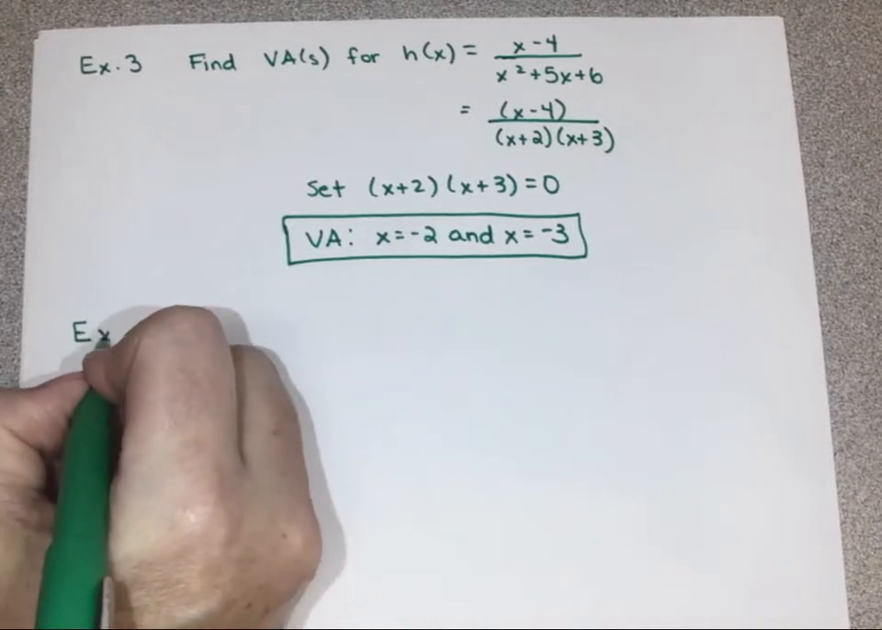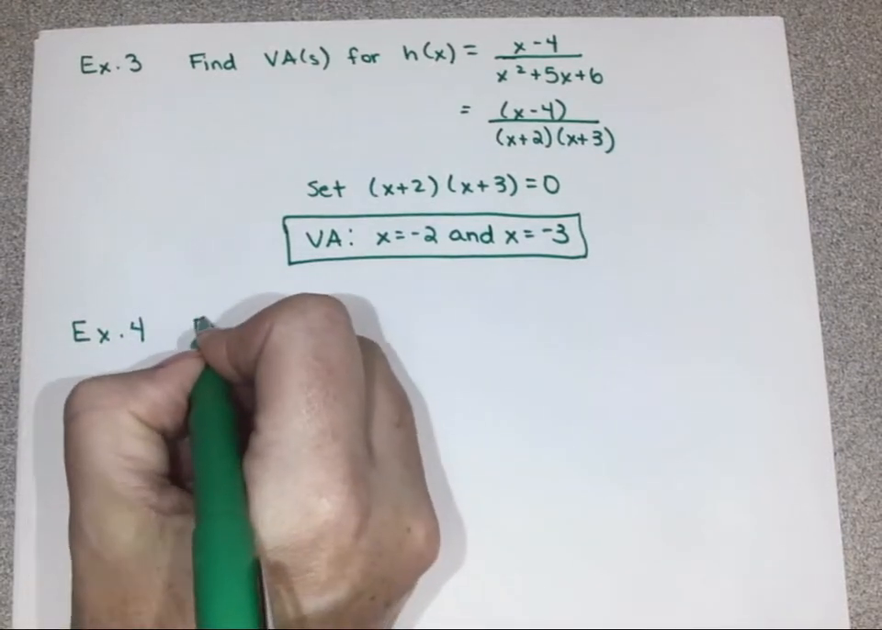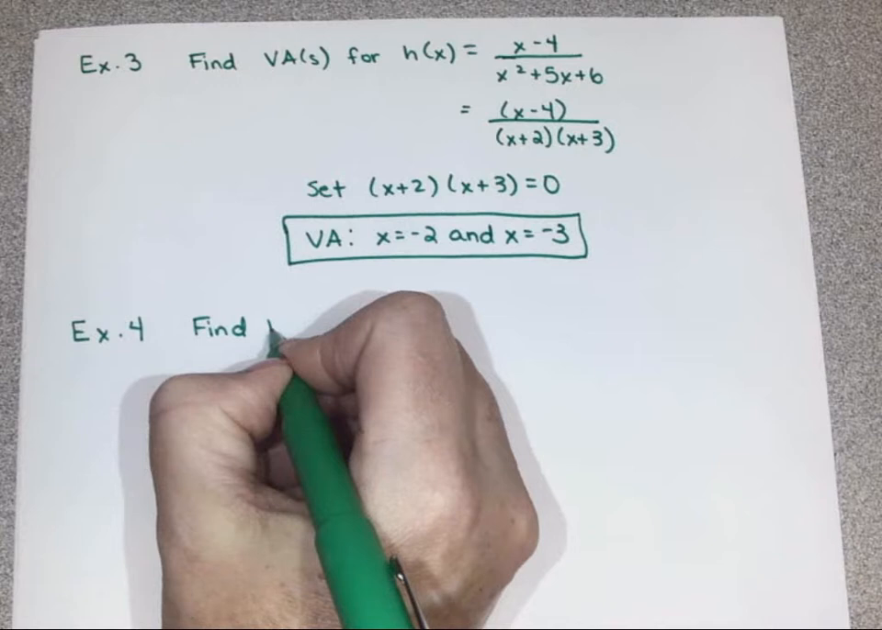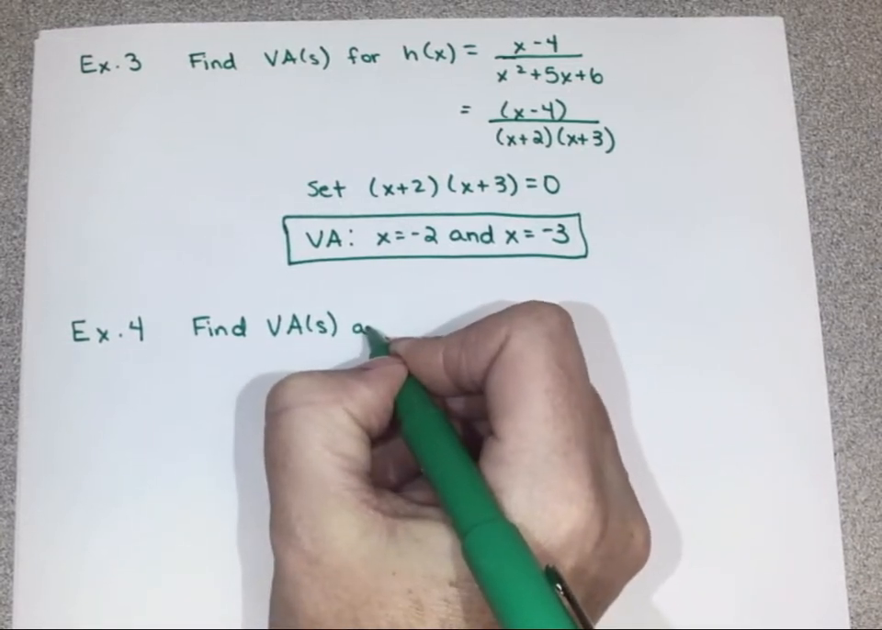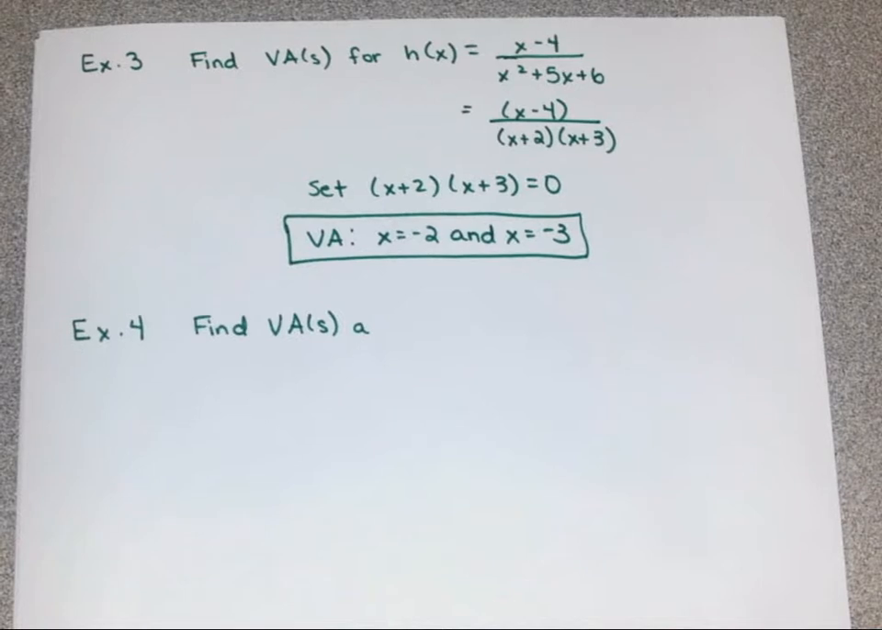Okay, so let's do one more, and then we're going to stop and talk about what we get here. So find the vertical asymptote, or possibly plural, for the following function.